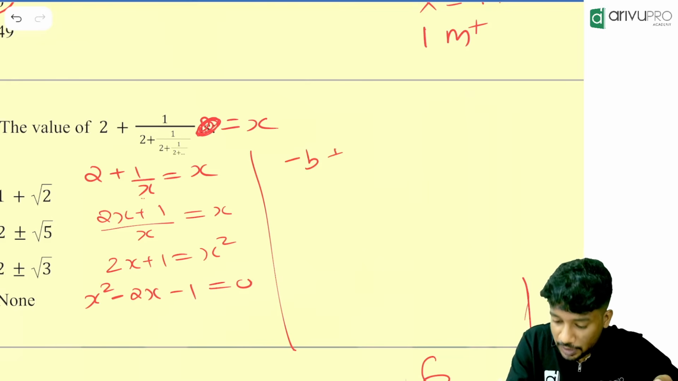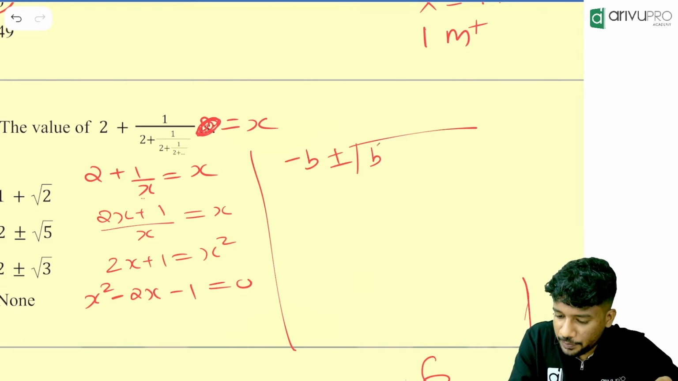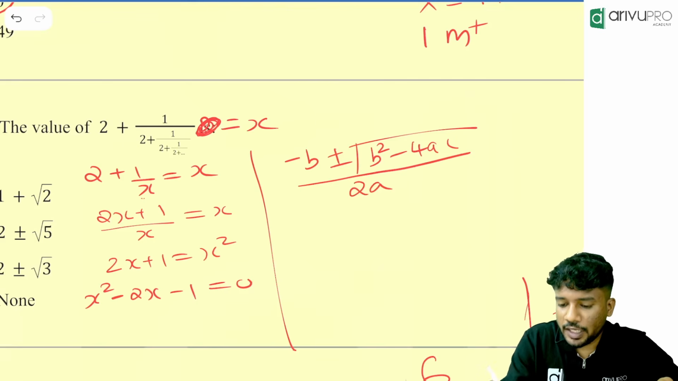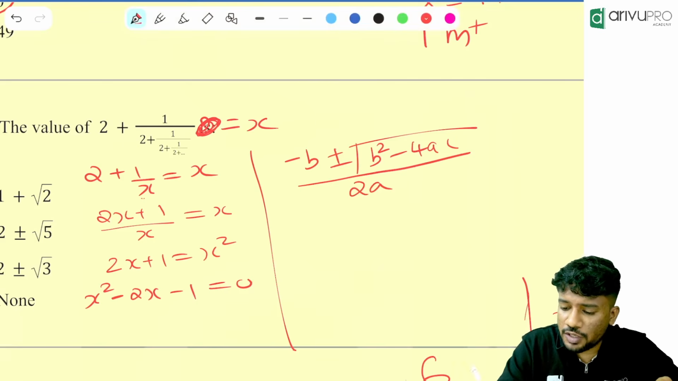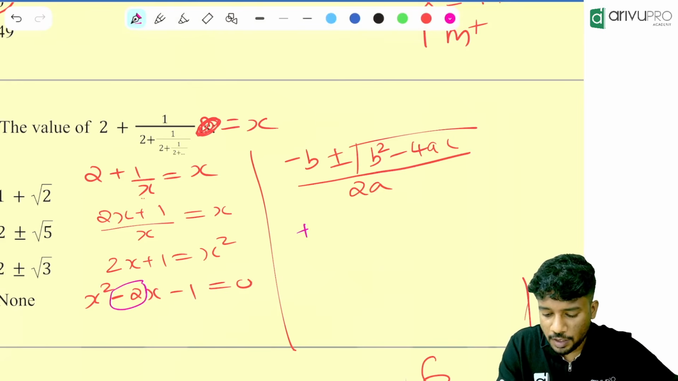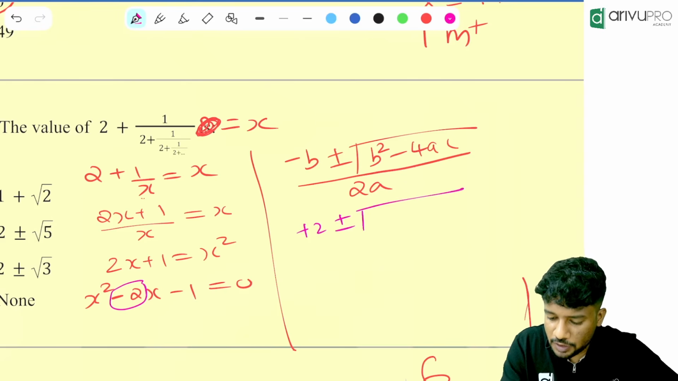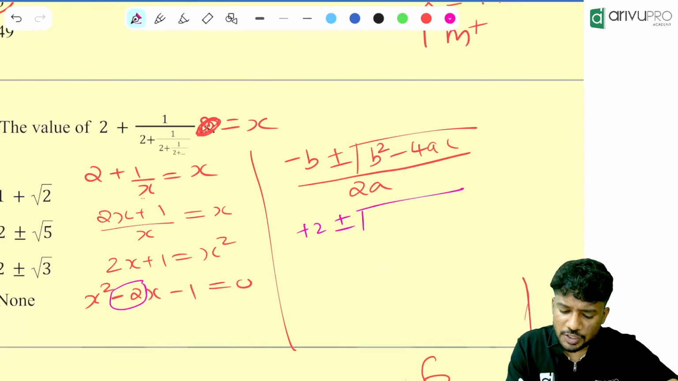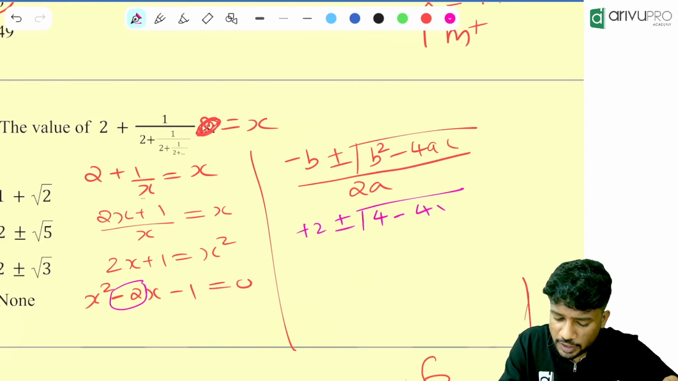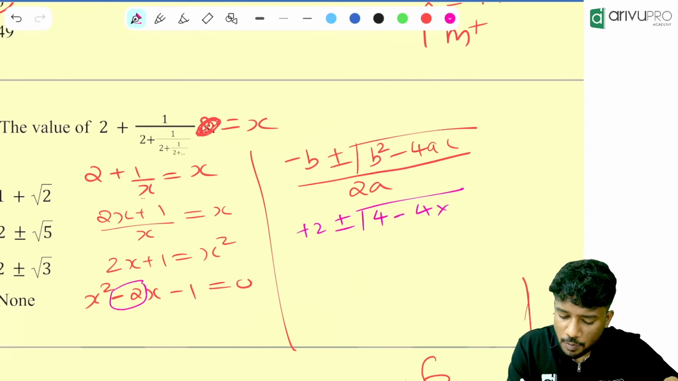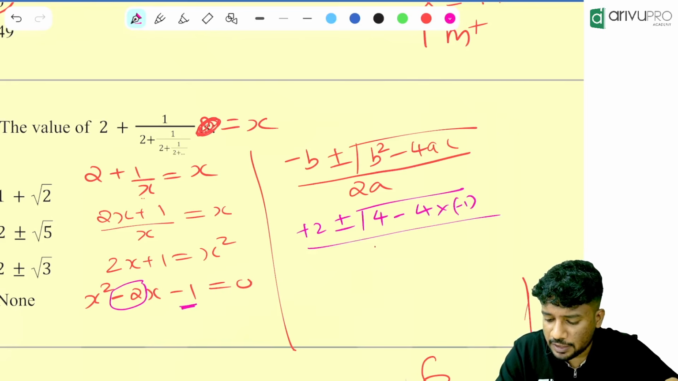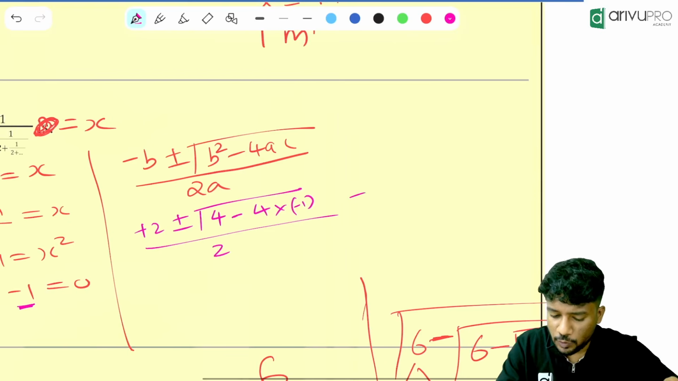Minus b plus or minus root of b square minus 4ac, the entire thing divided by 2a. Now people, my first question to everyone, how much is the value of b over here? Minus 2. So it will become plus 2 plus or minus root of b square is how much now? Minus 2, the whole square is how much? 4. Minus 4 into a is how much? 1. Minus c is how much? Minus 1. So into minus 1, the entire thing divided by 2 into 1, which is equal to what?